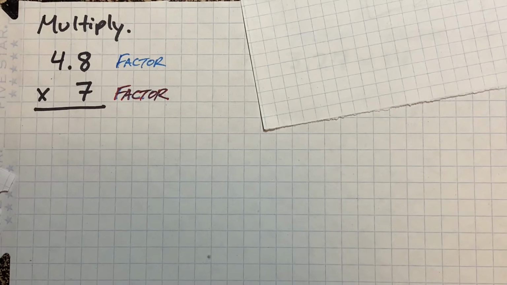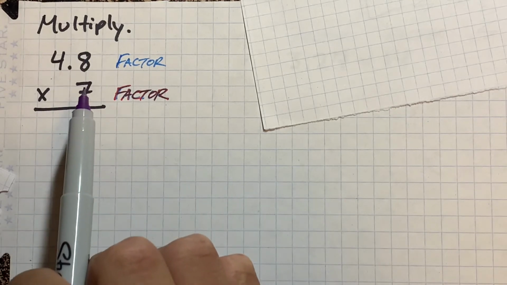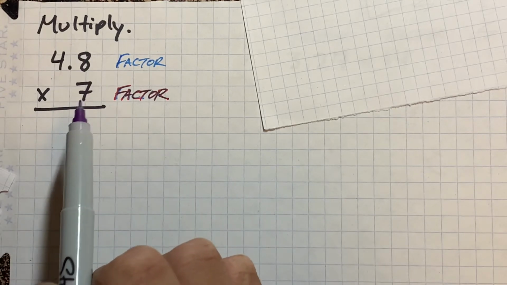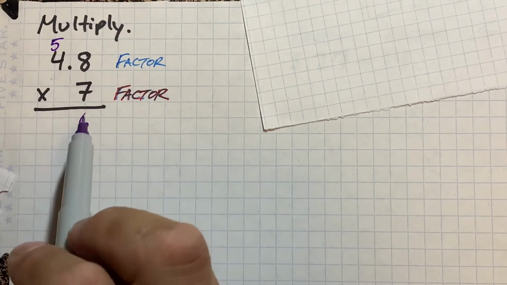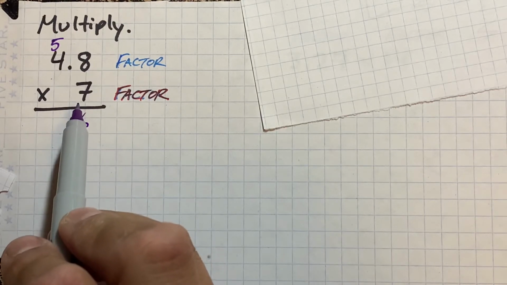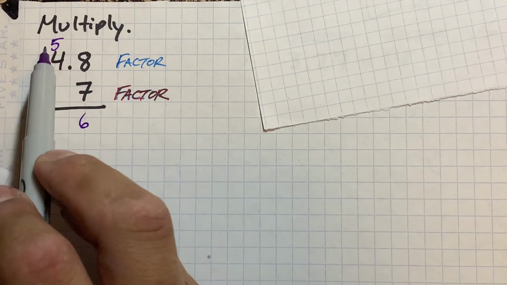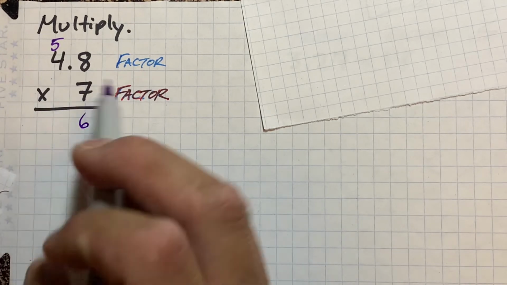So we'll do the ones place first. So 7 times 8, that is going to be 56. Leave your 6 ones here, carry your 5 tens. And then of course you're going to do 7 times 4, and that is going to be 28 plus 5, and you're going to be looking at 33.